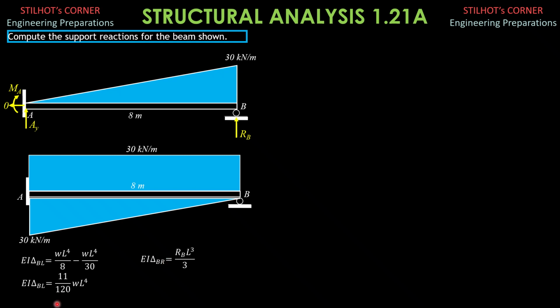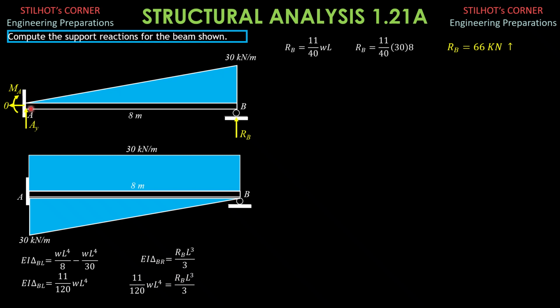So equating these two deflections, they are equal. Numerically, 11 over 120 WL to the fourth equals RB L cubed over 3. So solving for RB in general, let's generalize the value of RB. It is equal to 11 over 40 WL. So R sub B is 11 over 40 WL. So substituting values, 11 over 40 times 30 times 8. From there, the value of RB, which is upward, is equal to 66 kilonewtons. So that's the value of R sub B, the vertical reaction at B.